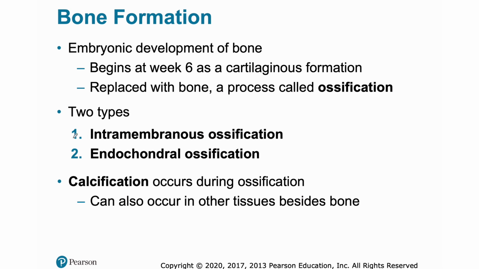The first, intramembranous ossification. Here, bone develops within sheets or membranes of connective tissue, hence the name intra for within, membranous ossification. The sheets are made from mesenchymal cells, which are embryonic stem cells, in fibrous connective tissues. This fibrous connective tissue is found beneath the dermis. In endochondral ossification, bone replaces existing cartilage, typically hyaline cartilage.